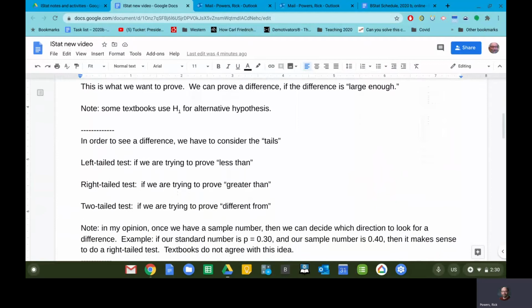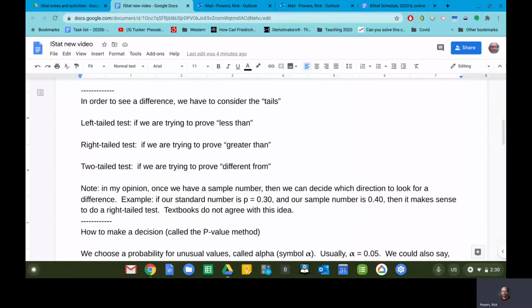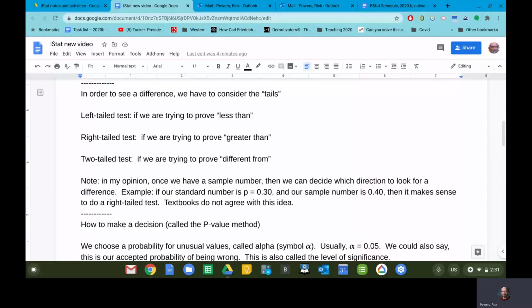Note, in my opinion, once we have a sample number, then we can decide which direction to look for a difference. Example, if our standard number is p is equal to 0.30 and our sample number is 0.40, it makes sense to do a right-tailed test. Textbooks do not agree with this idea.